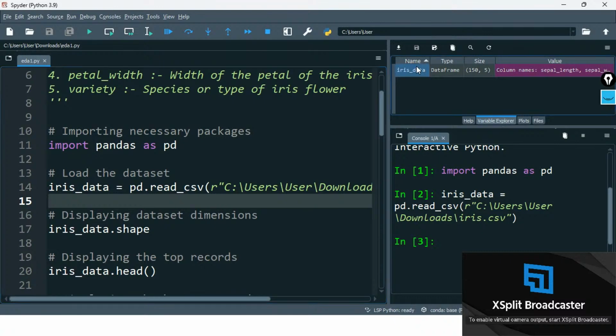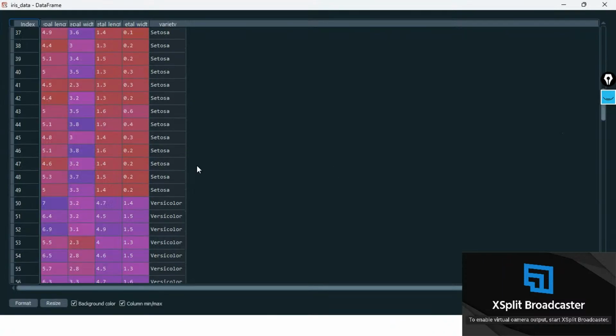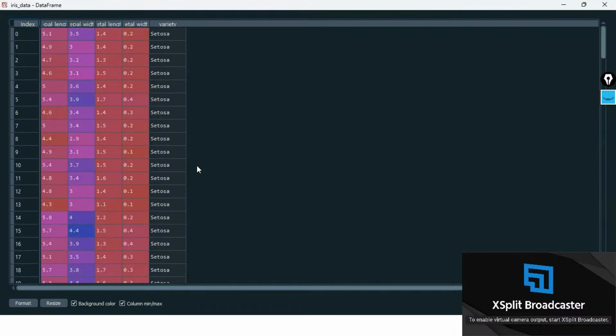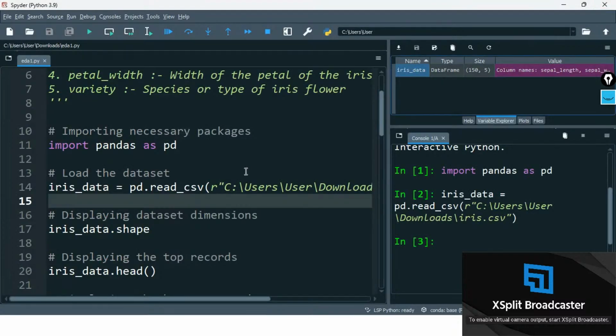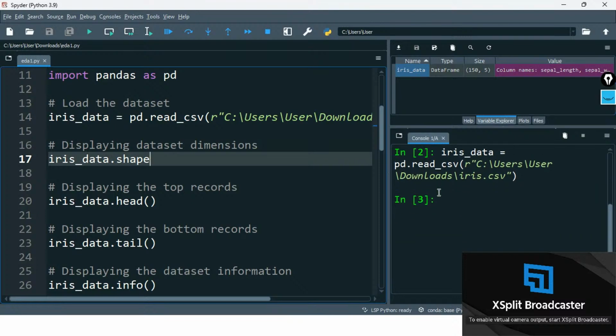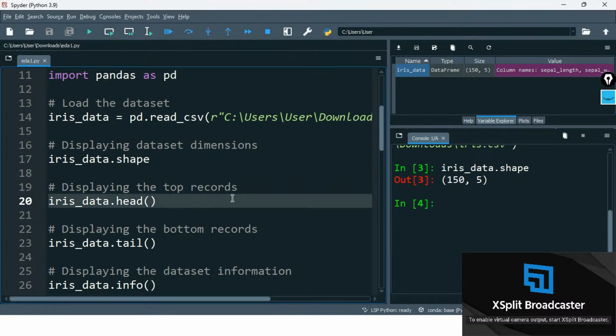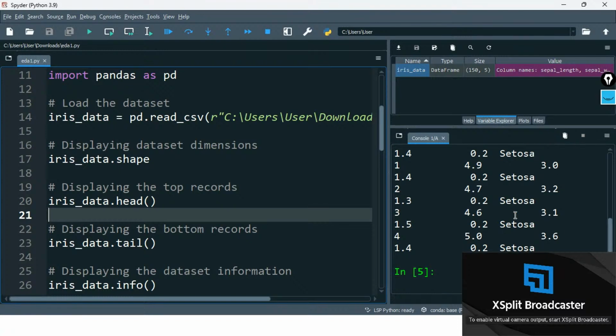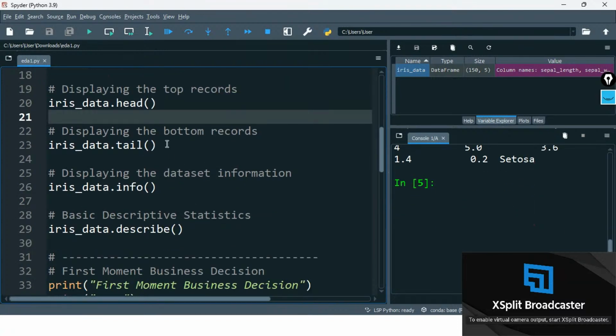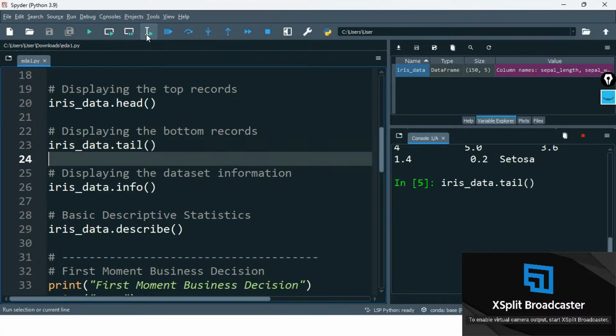For better understanding, you can open this data set, and this is the data on which we are going to perform EDA. The same data, guys: 4 numeric columns and 1 non-numeric column. Sepal length, sepal width, petal length, petal width, and finally the variety column. The shape function will return the dimensions, both the number of rows and the number of columns. The head function will return by default the top 5 rows. Done. And in the same way, the tail function will return by default the bottom 5 rows.